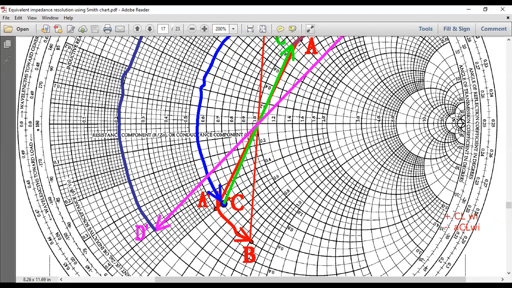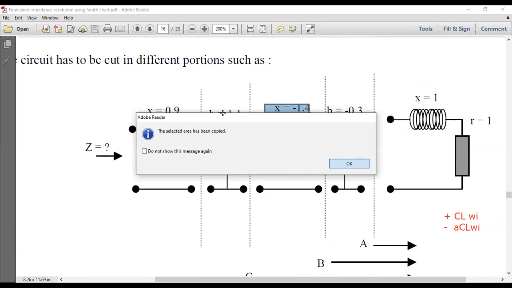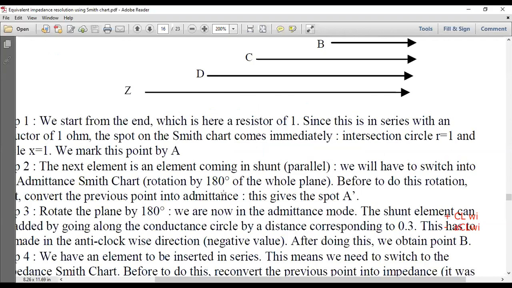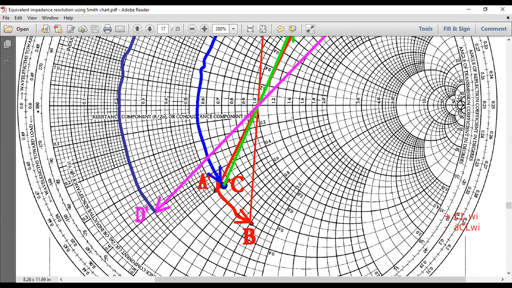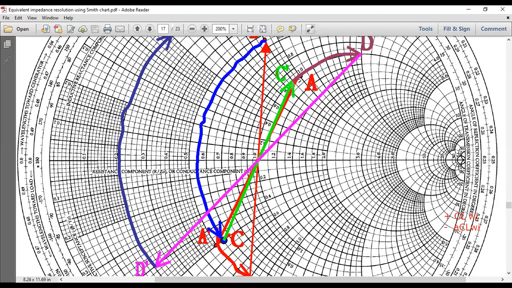Now we'll go further. We came here. Now what is the next point? The next point is in parallel, so again the impedance you have to convert to the admittance, and B is 1.1. So you are at C. Now convert C into C dash. Again the rule is the same, passing through the origin. So this is C dash, and you will get the point here.